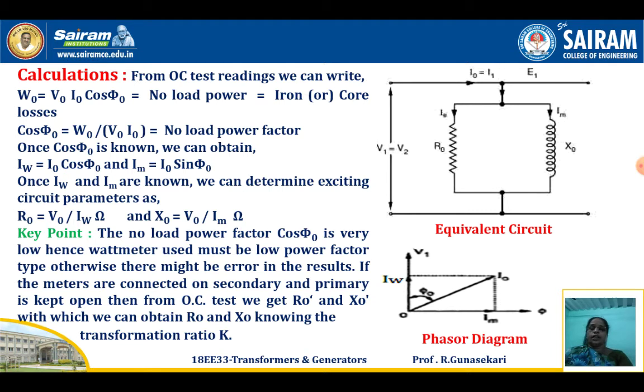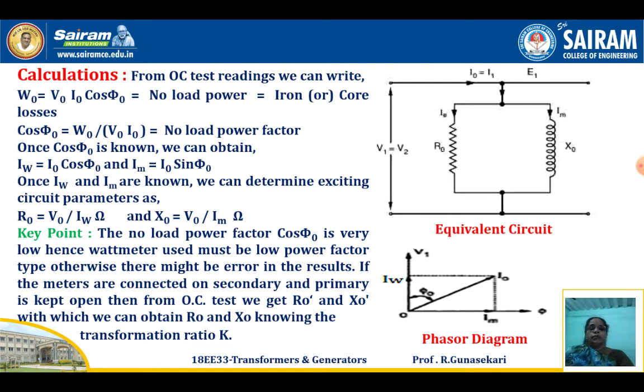After calculating IW and I mu, we calculate the exciting circuit parameters, that is the no load circuit parameters. R0 is equal to V0 divided by IW, unit is ohm. Similarly, X0 is equal to V0 divided by I mu. Now you see the equivalent circuit. V1 equal to V2, because voltage is applied to the primary and the secondary is open. So they are in parallel, therefore the voltage is the same. Therefore V1 equal to V2.